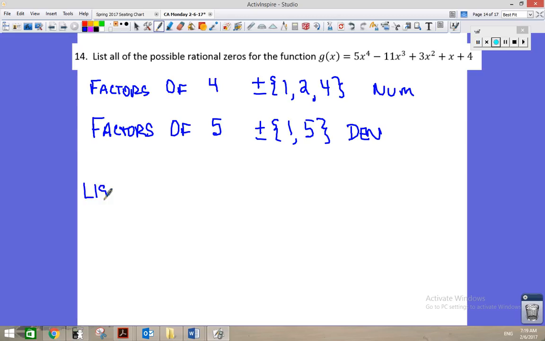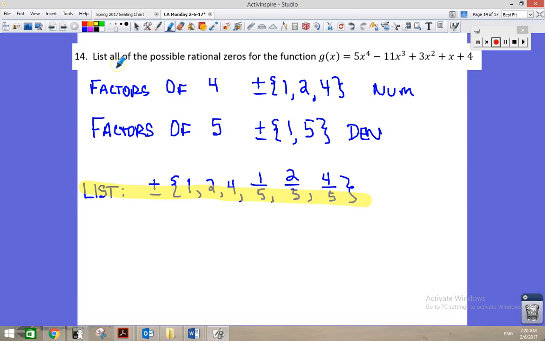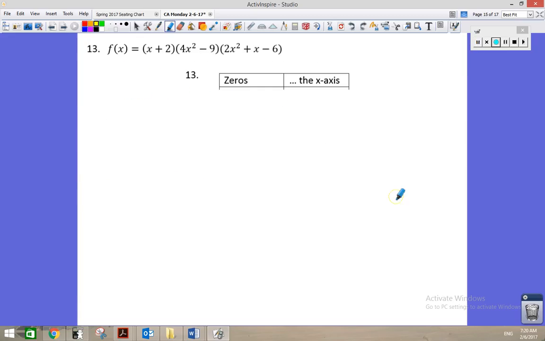So don't forget the plus or minus. And each of these is divided by 1. So I've got 1, 2, 4, and now each one of these is divided by 5. 1/5, 2/5, 4/5. And there's our answer. It's not asking us to check this list. It's just saying to list the possible rational zeros. So those are the possible rational zeros. Now here it's actually wanting us to find the zeros.